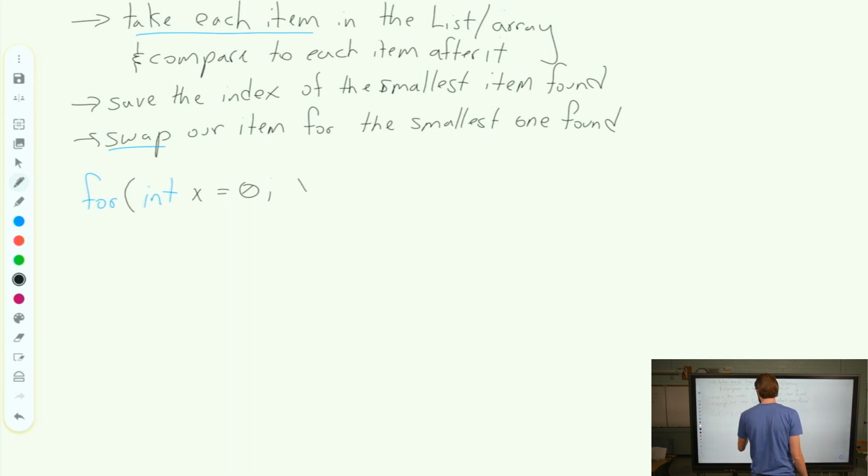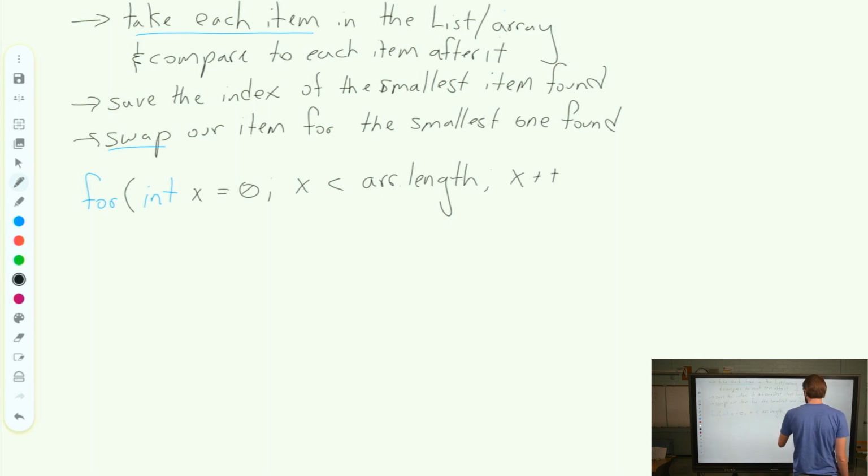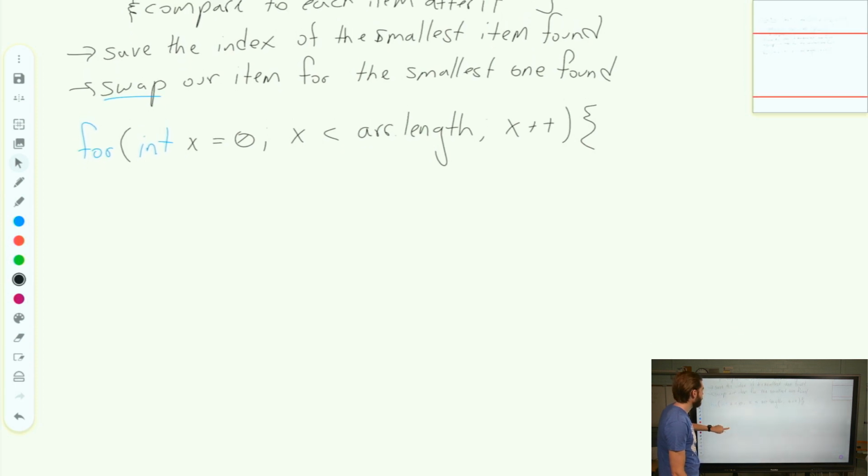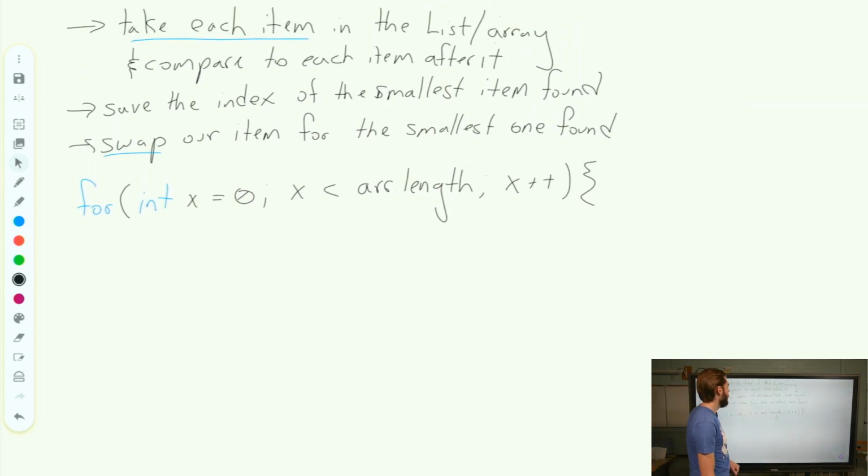And we're going to say x less than r.length, and then we're going to have our x++, our standard for loop here. Okay, so this is our standard for loop as it stands. And what do we need to do?